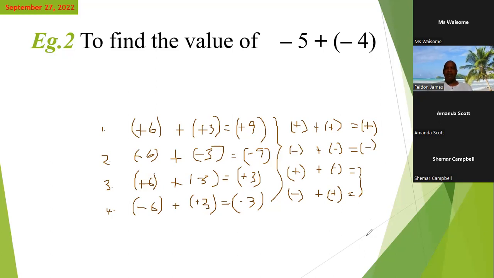All right. Now, if you look at scenarios 3 and 4, what you notice, as you're probably alluding to, is that when you're adding a positive and a negative, what do you generally do with the numerical value? Do you add the 6 and the 3? In this case, are you adding 6 and 3? No, sir. You subtract. You take away the smaller number from the larger number.